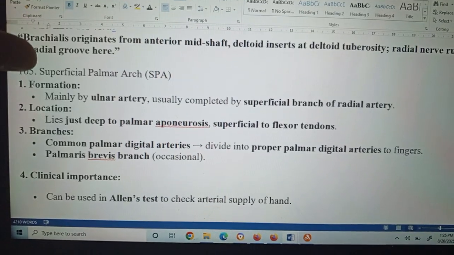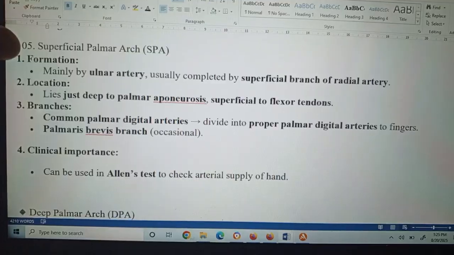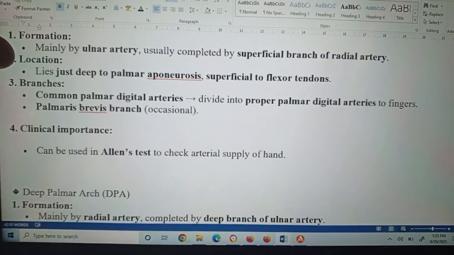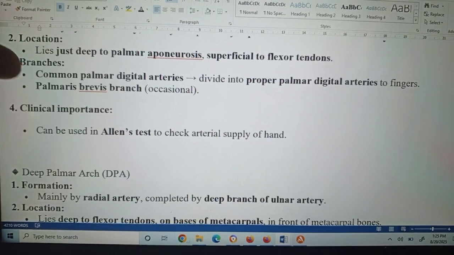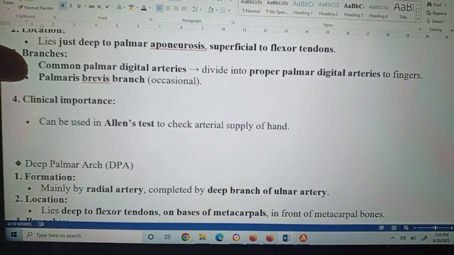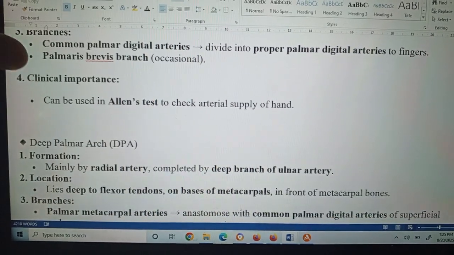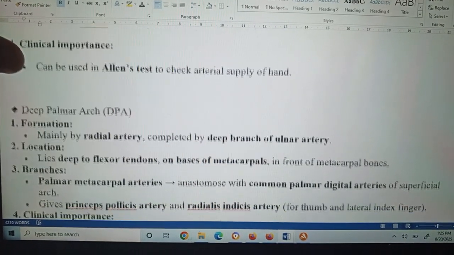The superficial palmar arch is formed by the ulnar artery, usually completed by the superficial branch of the radial artery. It lies just deep to the palmar aponeurosis, superficial to the flexor tendons. Its branches are common palmar digital arteries, divided into proper palmar digital arteries to the fingers, and the palmaris brevis branch. Clinical importance is that it can be used in Allen's test to check the arterial supply of the blood.